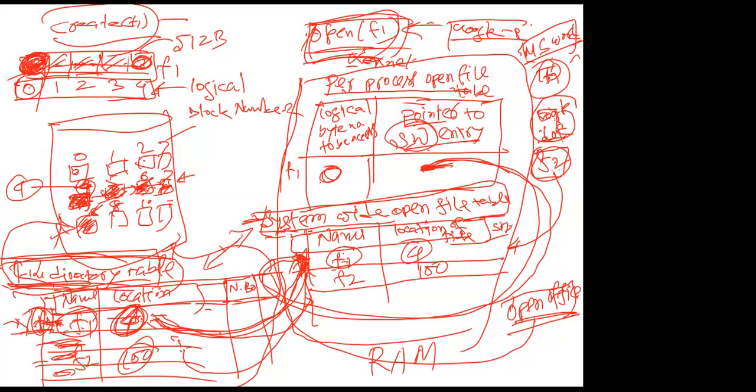What is the per process open file table? It will maintain two things. One is the logical byte number to access, and another column is the pointer. I make it short in here. This is the logical byte number, 0, meaning it wants to access byte 0 for file F1. Also the pointer is where it will point. It will point to the same location, the same pointer.